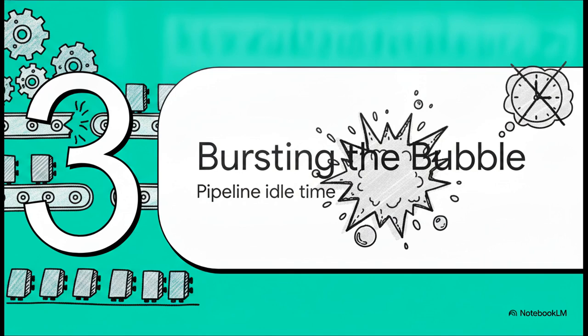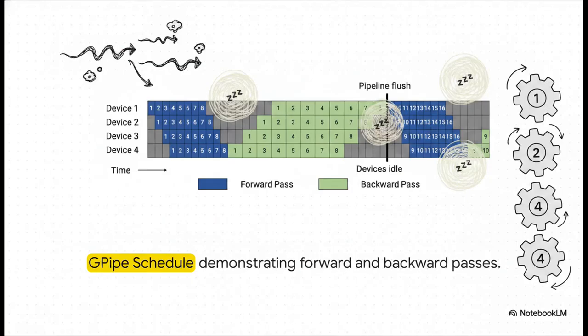Moving on to part 3, bursting the pipeline bubble. Now, if you map out a GPipe schedule charting the forward and backward passes across, say, 4 devices over time, you're going to notice something problematic. Massive gaps where devices are just idle. We call these pipeline bubbles. While device 1 is finishing up its backward pass, the other devices are literally just sitting there doing nothing, wasting precious compute time waiting for their turn or waiting for the entire pipeline to flush out.